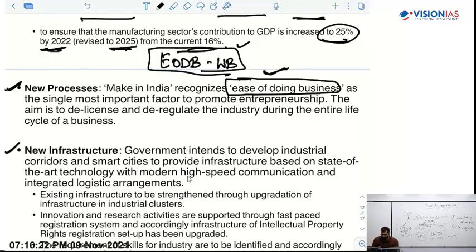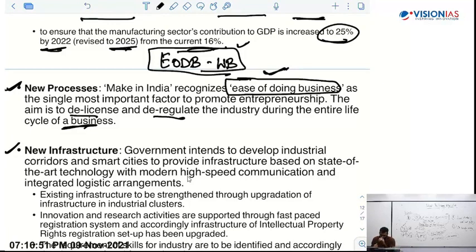The aim is to de-license and deregulate the industry during the entire life cycle. See, deregulation is one thing we have tried to do since 1991. Every policy, every government, in fact Atmanirbhar Bharat also, they will always talk about deregulation, reducing the government interface, single window clearances, and making the whole mechanism digital. This is what they're trying to do. So new processes is tackling ease of doing business. We have to improve the ease of doing business in India.